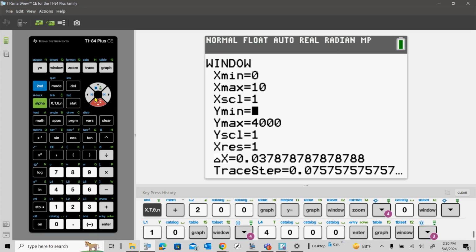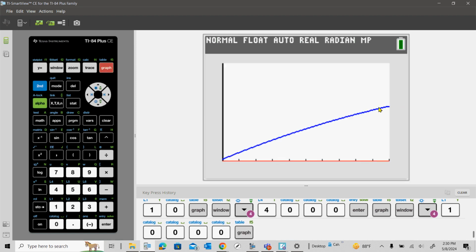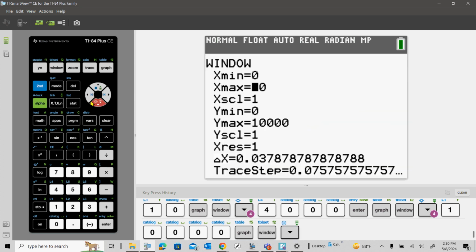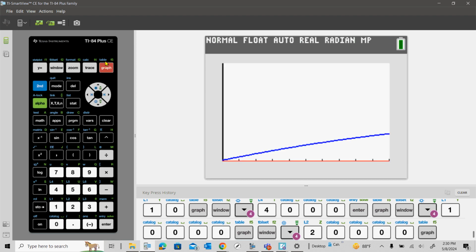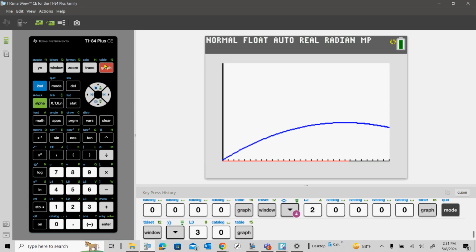Change it to 10. All right, so now we're starting to see where it's going to come down. All right, so let me get 20. Why is it not? Okay, hold on. All right. I need more time in my window as well. 30. There we go. Now we're starting to see the shape.